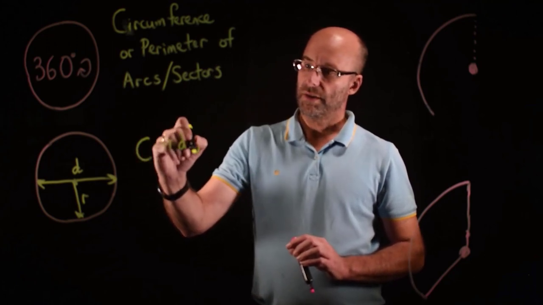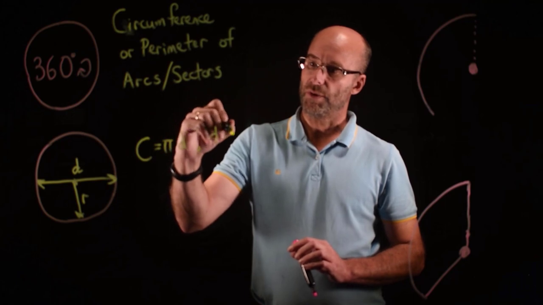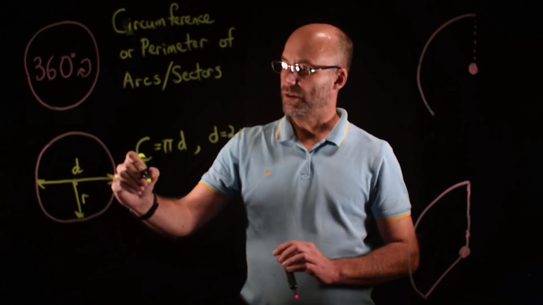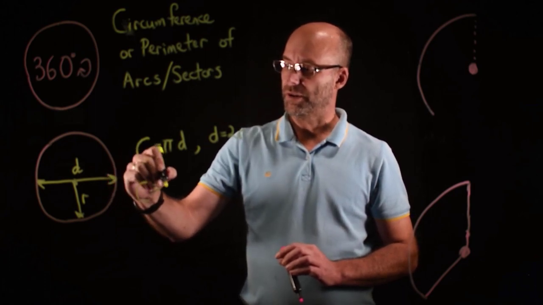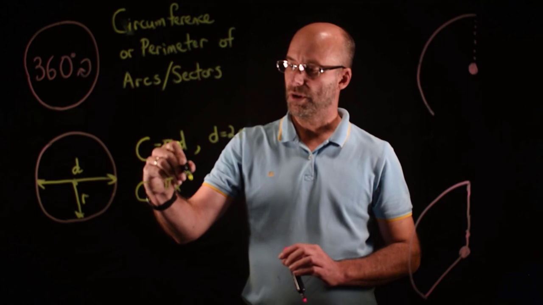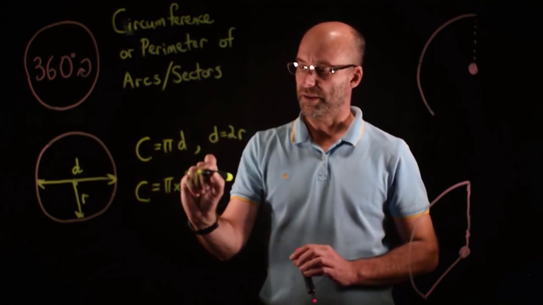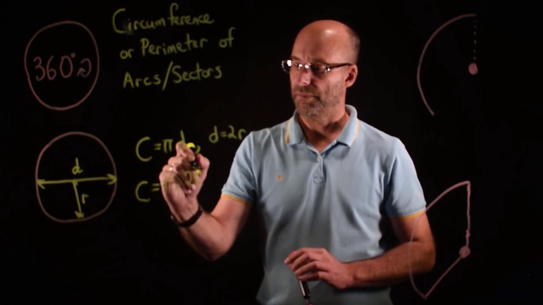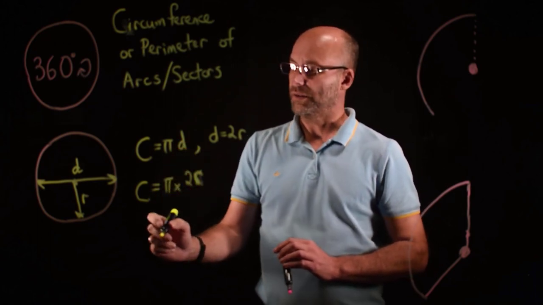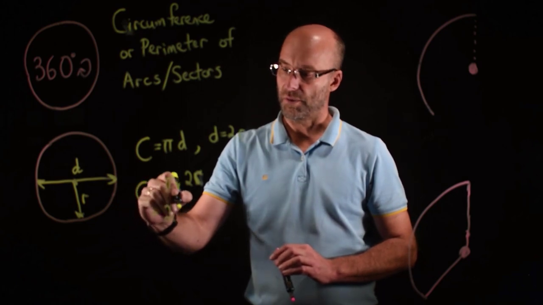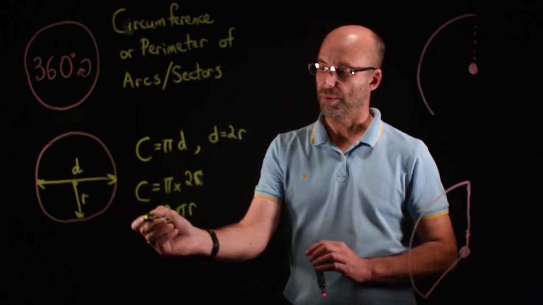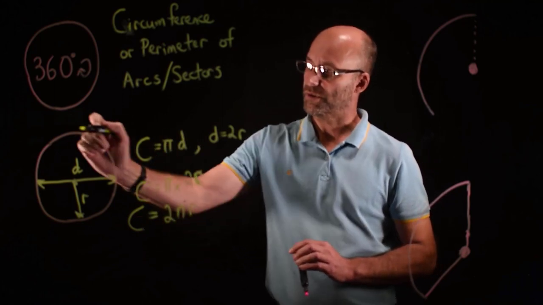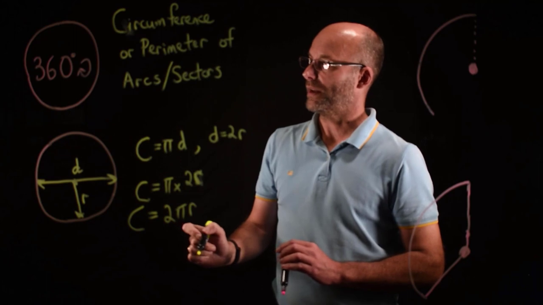Now we know that d equals 2r, because two of those radiuses will make the diameter. And therefore, instead of pi times d, we can write pi times 2r. Whoops, sorry, that should be an r. Let me modify that to r. You'll see that written as 2 times pi times r, or 2 pi r. So pi d and 2 pi r are the same. They describe the circumference, the curved boundary, the distance around the outside of a circle.